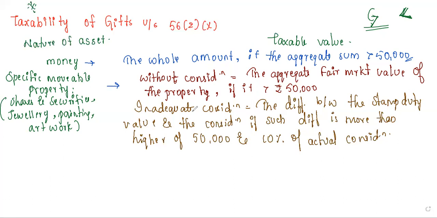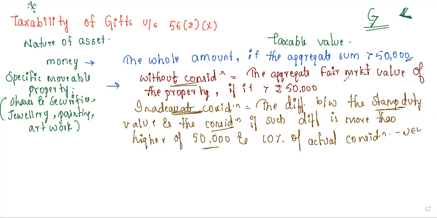Okay, so here, inadequate consideration: the difference between the stamp duty value and the consideration. Suppose you buy a stamp paper; it has some value. That is the stamp duty value, and then there is the consideration. The difference between these two should be greater than 50,000 or 10% of your actual consideration, whichever is lesser. You consider that amount if it is an inadequate consideration. Without consideration means more than 50,000.